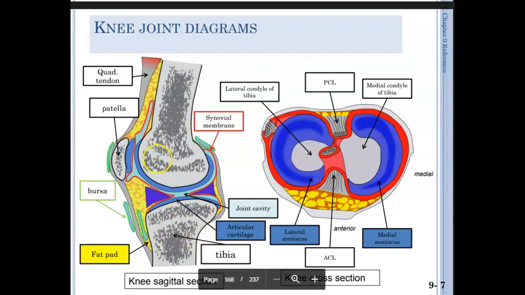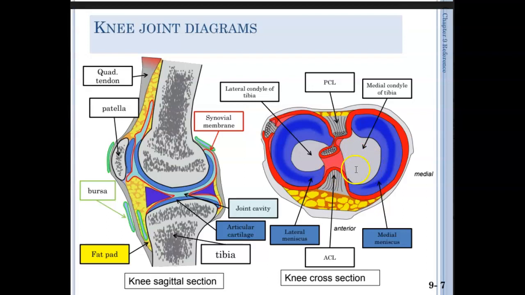This is bone, your tibia. This is your femur. The synovial membrane would be right here, outlined in red. This membrane holds the capsule together. This would be the joint cavity. This blue here would be the articular cartilage, and in this joint cavity is where the synovial fluid exists.